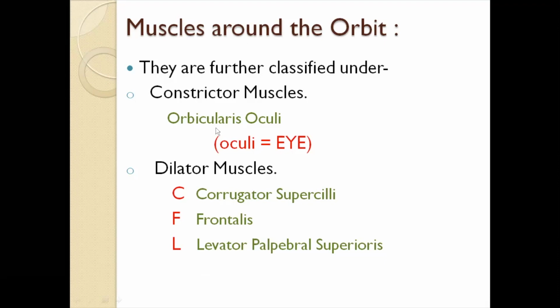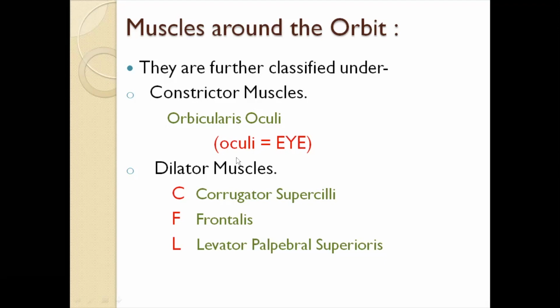Now, a very important point to remember here is that most of the first years out there get confused between orbicularis oculi and orbicularis oris, because there's one more muscle which has a similar name. So there's quite a confusion: where is orbicularis oculi and where is orbicularis oris? To remember this, oculi is equal to eye. So oculi will always be present around the orbit. Okay, remember this point.